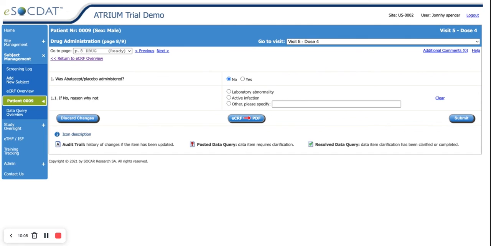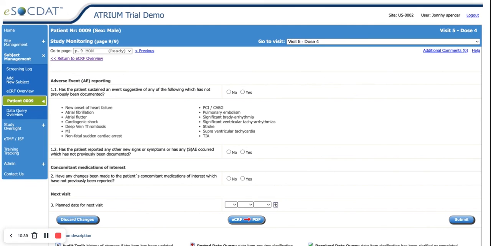The 8th form within Visit 5 is information on study drug administration. If the subject is not required to receive dose 4 of the study drug, you can select No, and then a drop-down will appear for you to include the reason why the study drug was not administered. Once the form is complete, please press Submit.